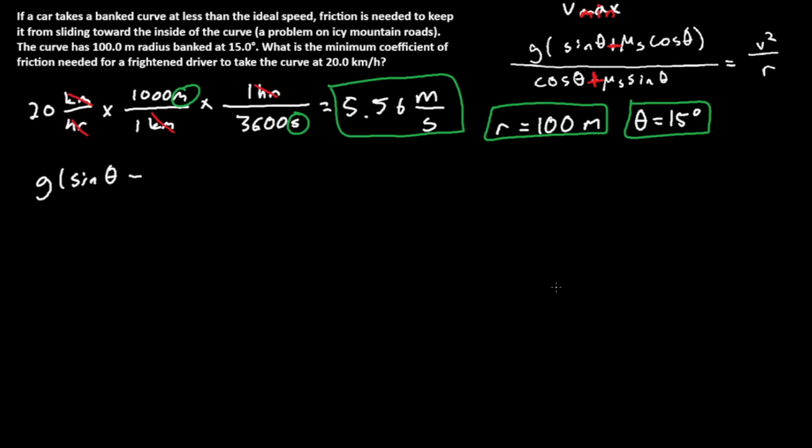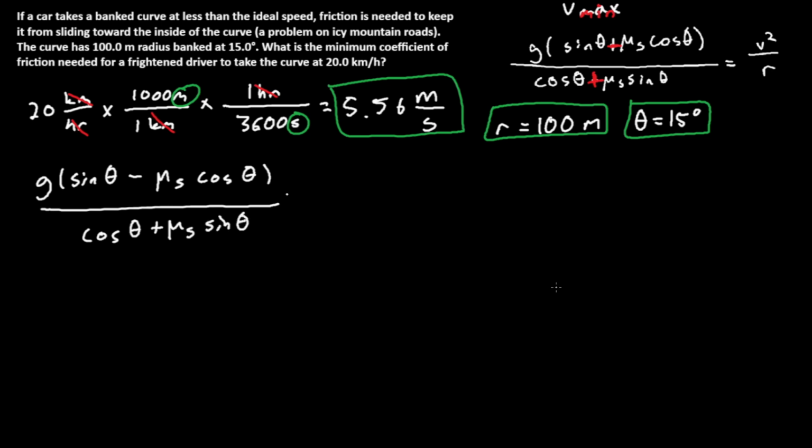g sine of theta, so this is a minus now since we're calculating for the minimum velocity, mu of s cosine of theta over cosine of theta plus mu of s sine of theta. And this is all equal to v squared over r. But let's substitute v squared over r with a to make less things going on in here. So we have a here.